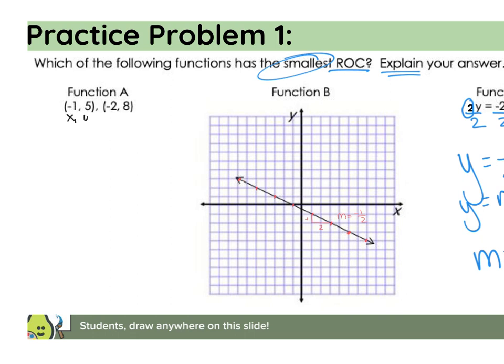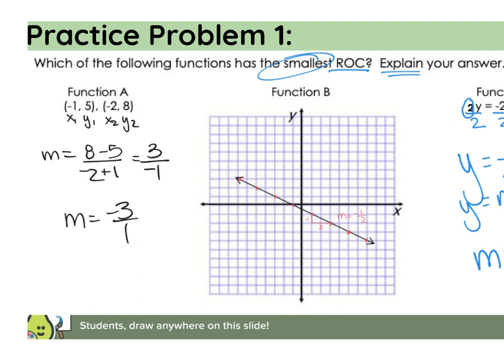So x1, y1, x2, y2. We get 8 minus 5 over negative 2 plus 1, because it's minus a negative. So this is 3 over negative 1. So this slope is negative 3.